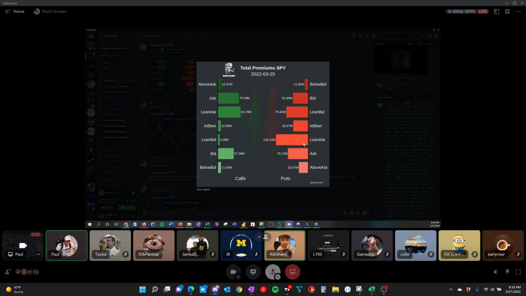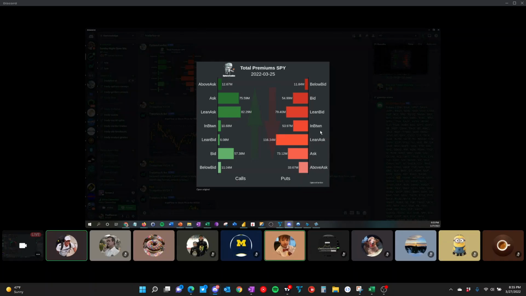So it's in between the mid and the ask, I guess. That is correct. That's why it's in between. It's leaning towards the ask, and leaning towards the bid is that. Okay, so he confirmed that.